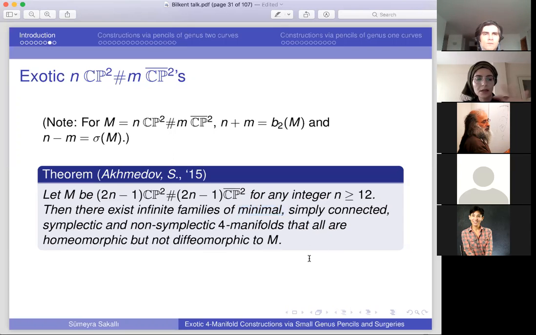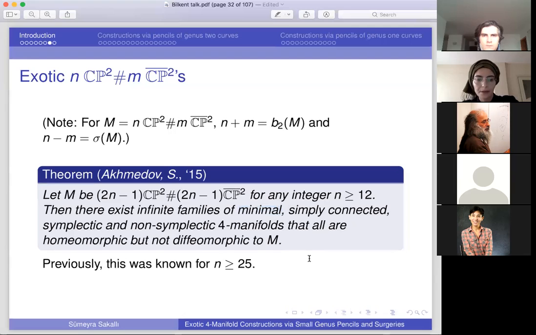We show that some of our manifolds admit symplectic structures and some of them do not admit symplectic structures. And again, this result was known for higher values of n, like for 25, and we have made smaller constructions. And in this work, we work with complex surfaces. They are obtained as branched covers over CP2. And for those complex surfaces, we analyze them from the topological viewpoint.